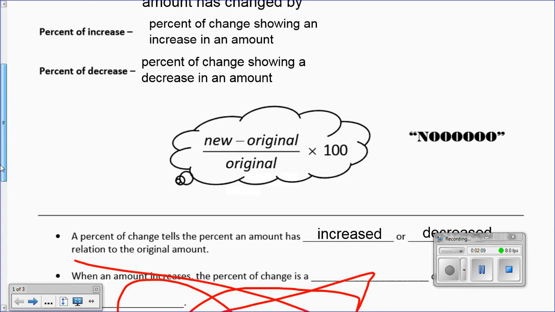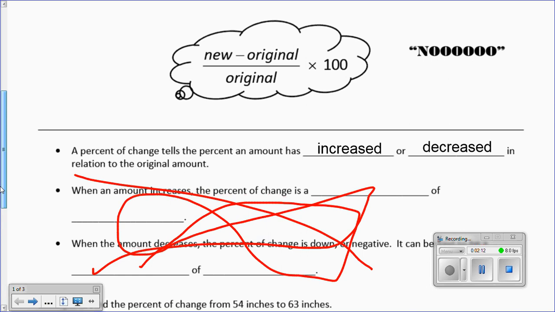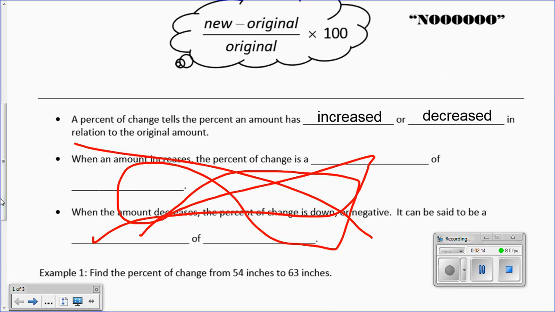All right, so these next parts, I could not for the life of me remember what these blanks were supposed to be. And when I went through the notes and I tried to do everything else, it didn't click with me, so it's not important. The stuff that I crossed out in the red scribble, you can just cross out. It doesn't have to be red, but you can just go ahead and cross that out. The first bullet point, though: the percent of change tells the percent of an amount has increased or decreased in relation to the original amount. It's basically a very wordy way of saying the definition I just did.